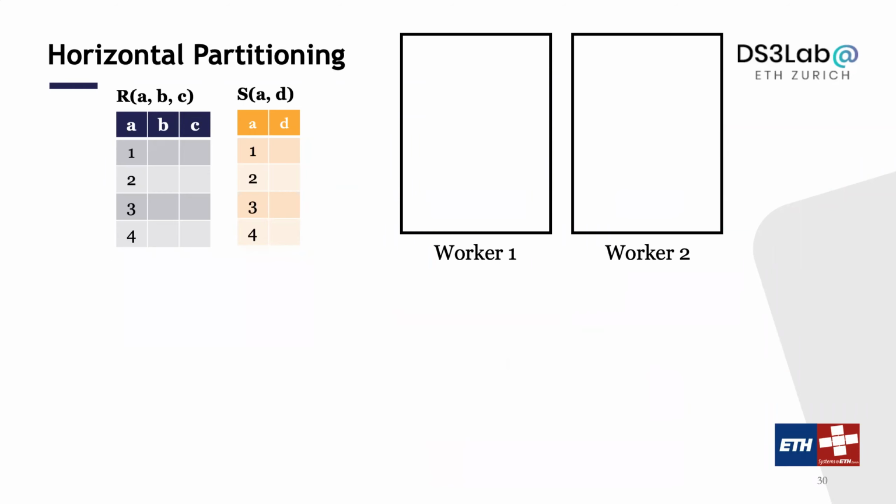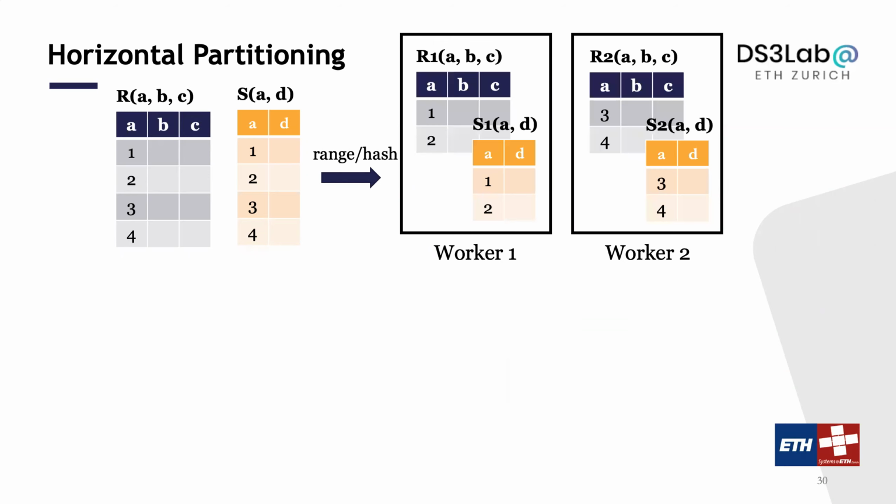So another way, actually one of the most popular ways to deal with this is what people call horizontal partitioning. The idea is very simple. Given a whole bunch of input relations, I put some of the rows on some machine and some of the rows on the other machine. For example, for relation R, I have four tuples. I partition them into two different relations, R1 and R2. I put R1 on worker one, I put R2 on worker two.